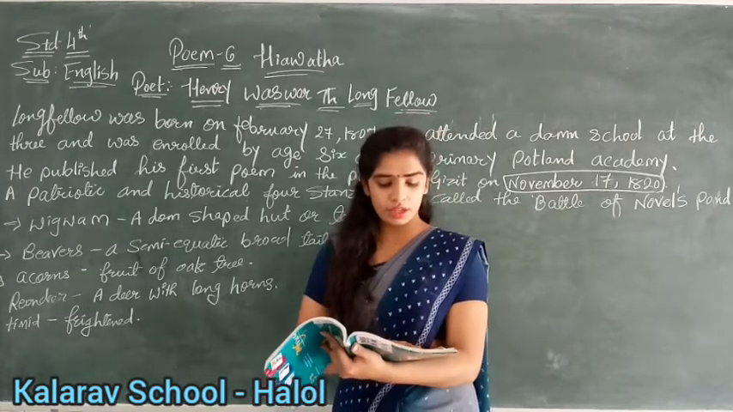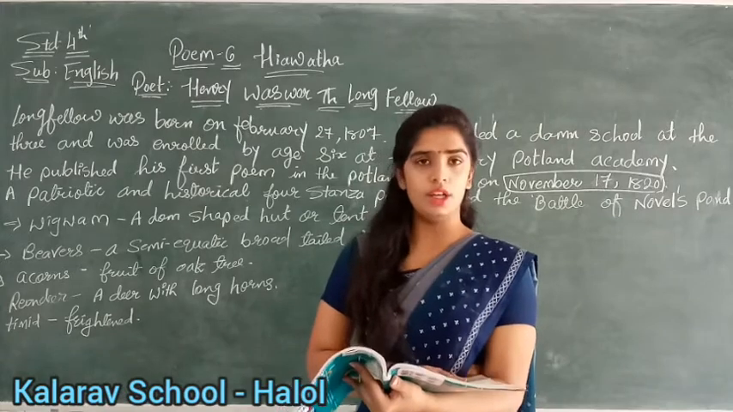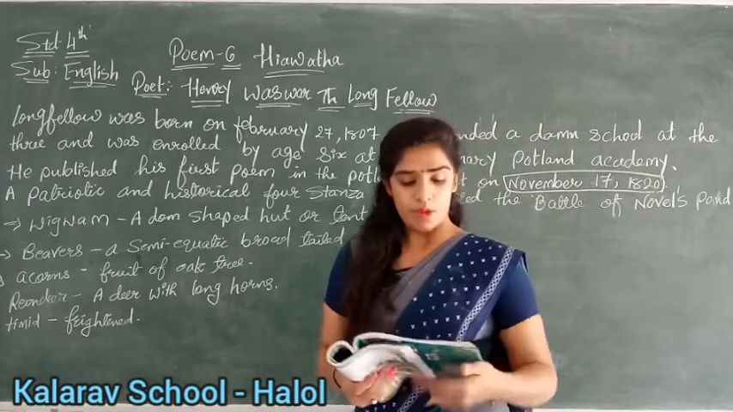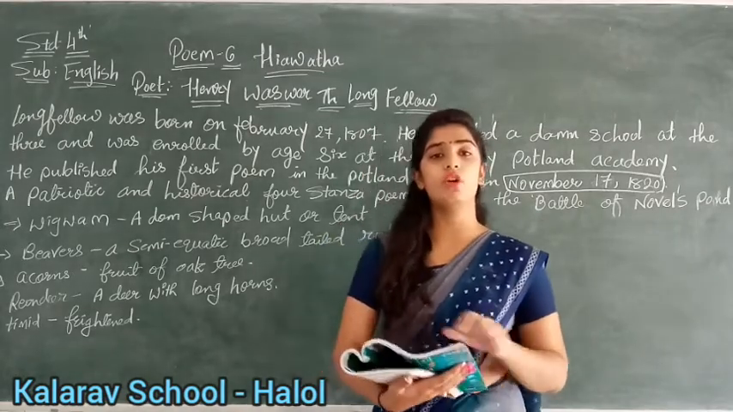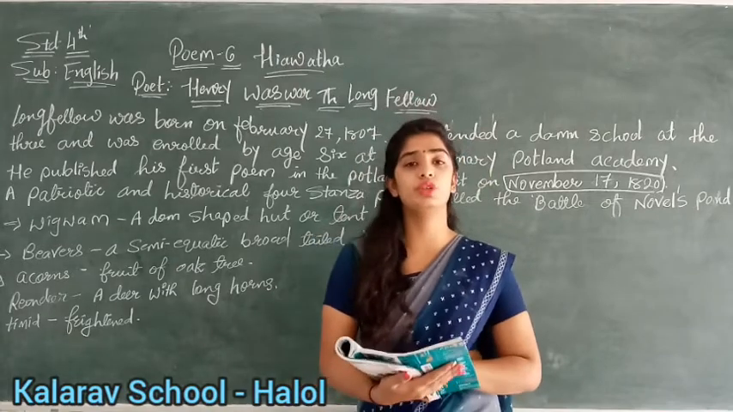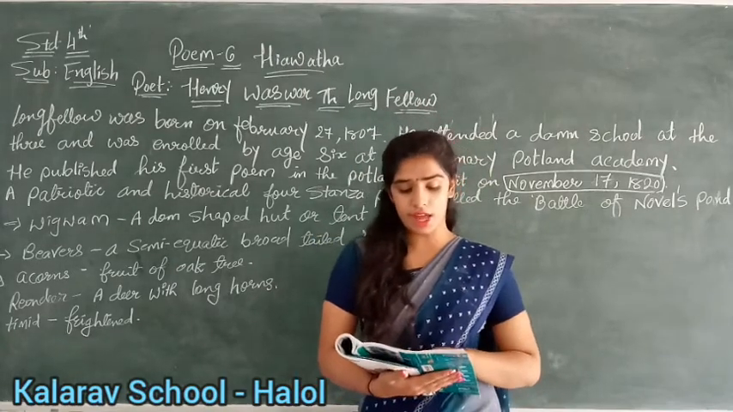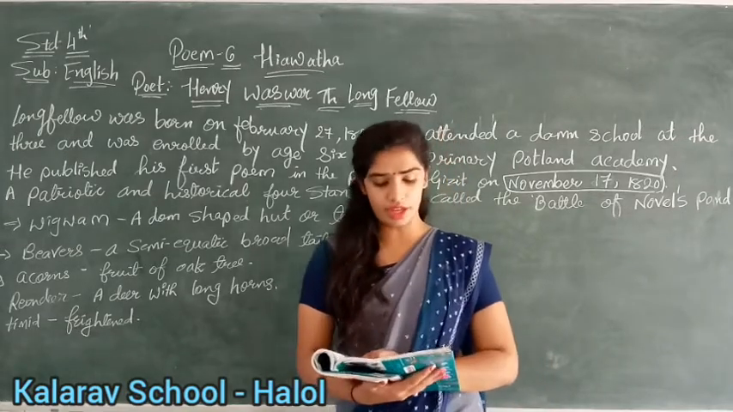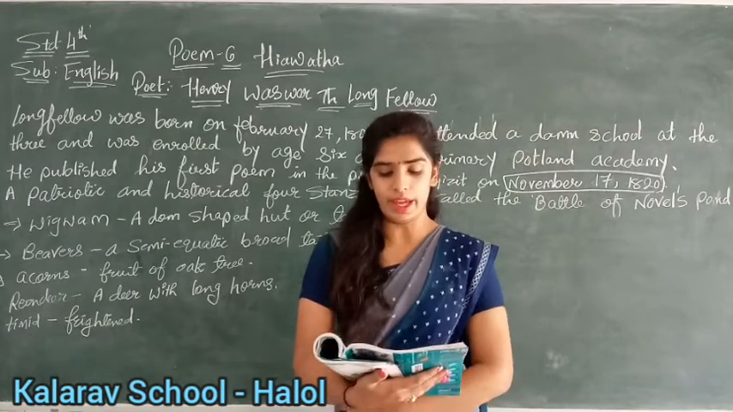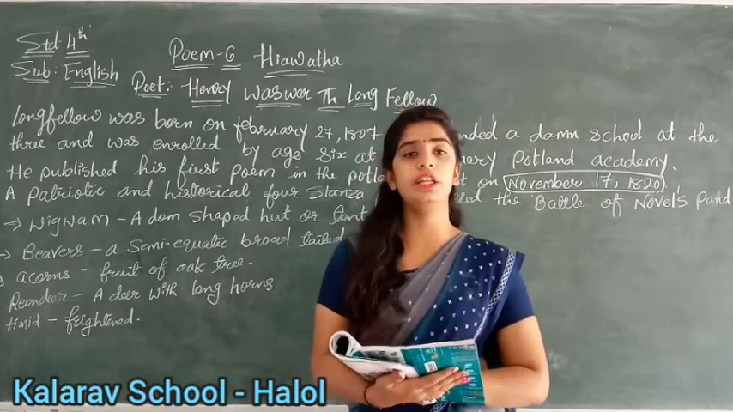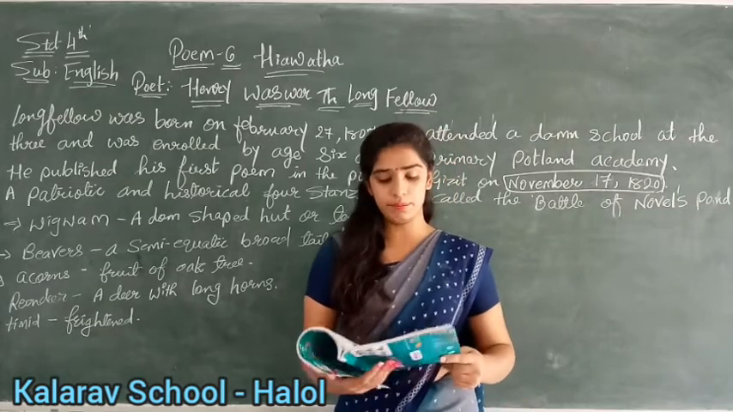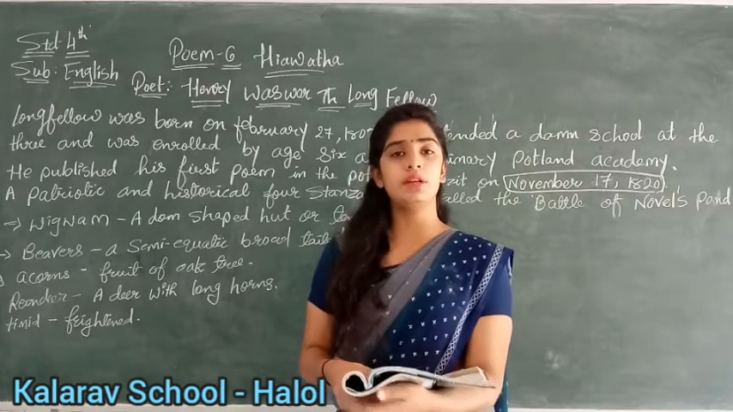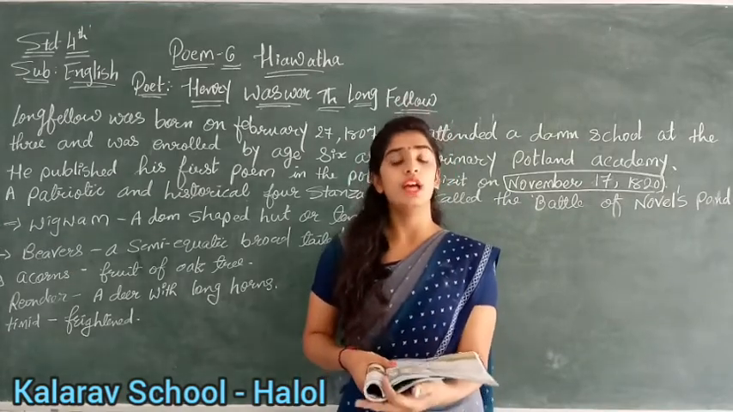Hiawatha grew up to love them all. He could talk to the birds and the animals, and they to him. What did Nokomis teach Hiawatha? She taught him about the beauty of nature. Hiawatha grew up to love them all. As time passed, when Hiawatha grew, he loved the birds, insects, and the nature around him. And the birds and animals also loved Hiawatha.